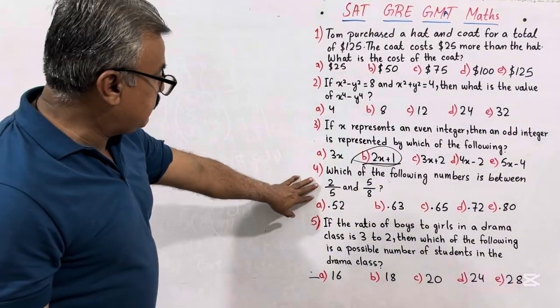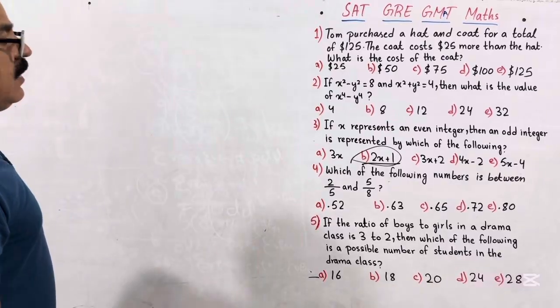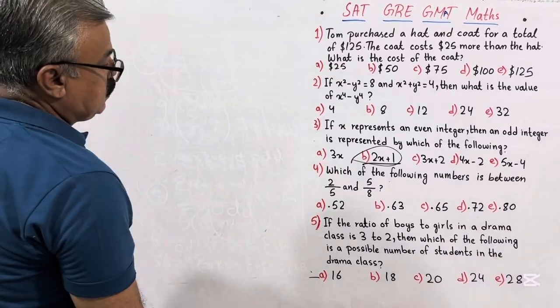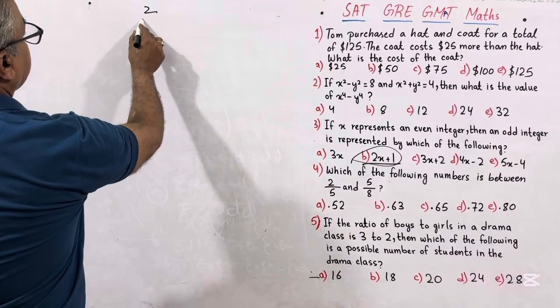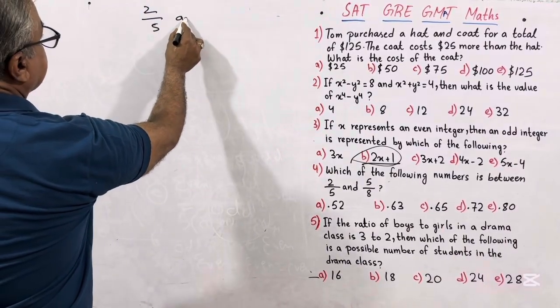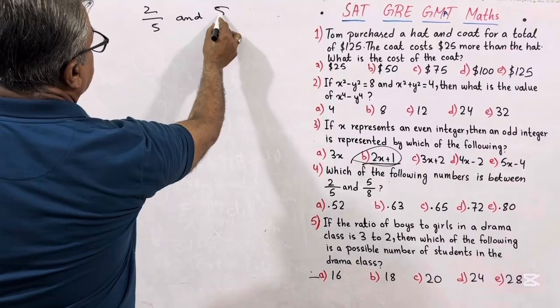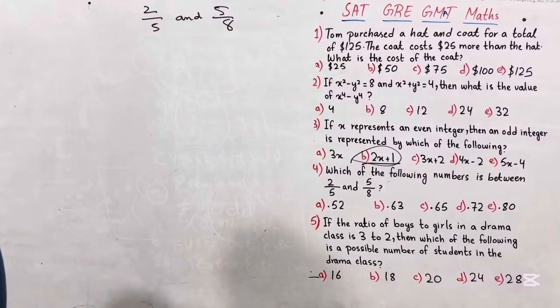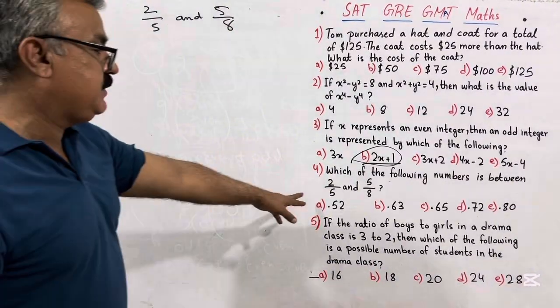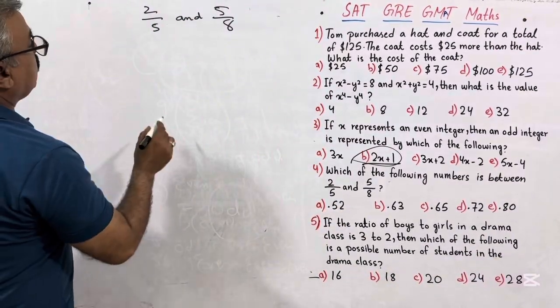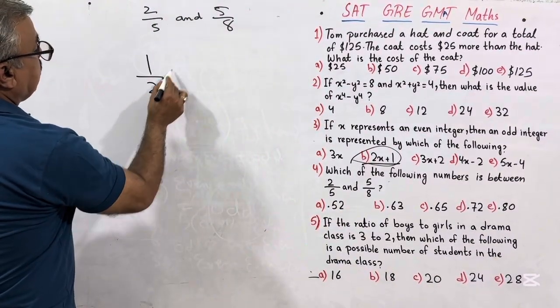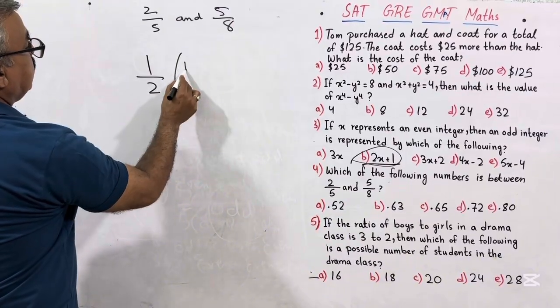Moving towards the next question, that is 4. Which of the following numbers is between 2.5 and 5.8? We are asked to find out which number is between 2 over 5 and 5 over 8. Between means the arithmetic mean of A and B.